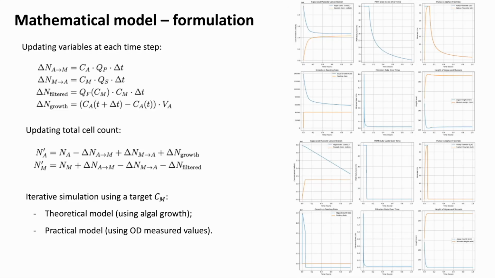Using the previously defined functions, we built a model to iteratively simulate cell exchange, growth, and consumption. To account for different conditions, we implemented two versions: one representing ideal behavior and another based on actual OD measurements used in our experiments.